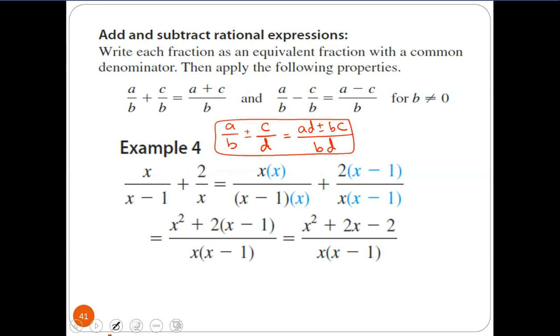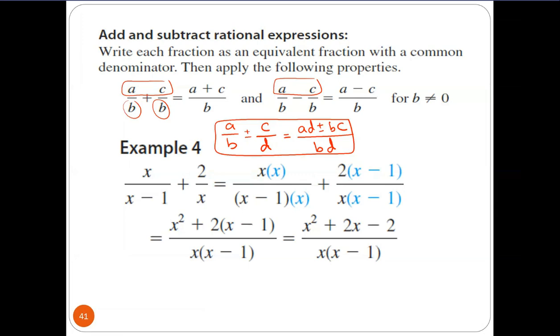And if we can convert the fractions to the same denominators, this is better. Because if we have the same denominator, just add the numerators together, a plus c, or subtract the numerators, a minus c, like this.